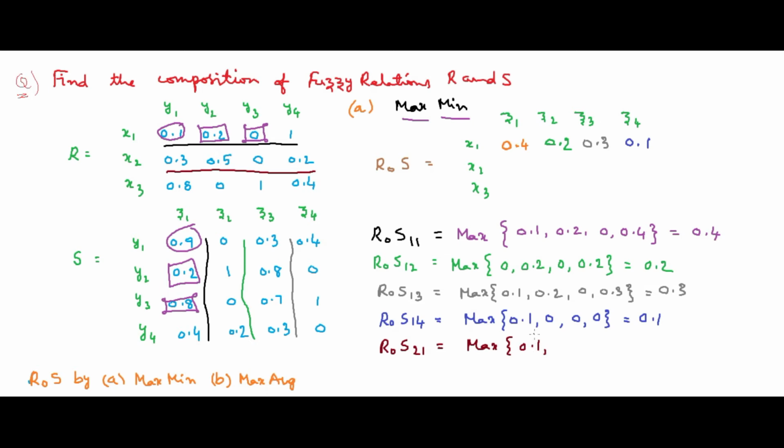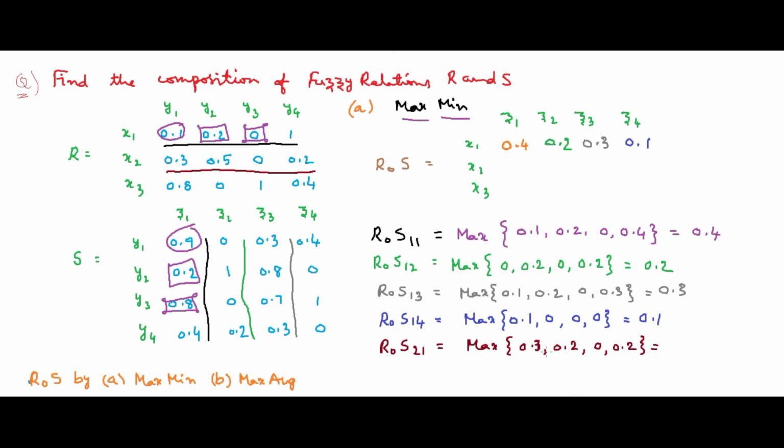So please try to understand here. Here first we need to find minimum, and after that we need to go ahead with maximum. So minimum of 0.1 and 0.9 is 0.1. Similarly, minimum of 0.2 and 0.2 is 0.2. Sorry, here I need to see x2. So minimum of 0.3 and 0.9 is 0.3. Minimum of 0.2 and 0.5 is 0.2. Minimum of 0 and 0.8 is 0. Minimum of 0.2 and 0.4 is 0.2.